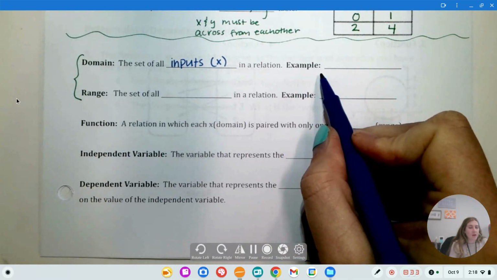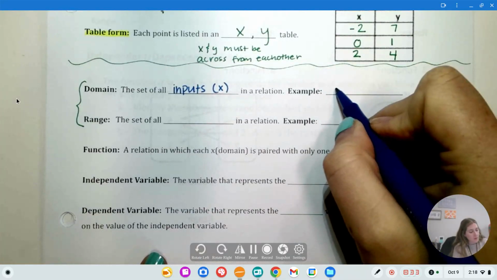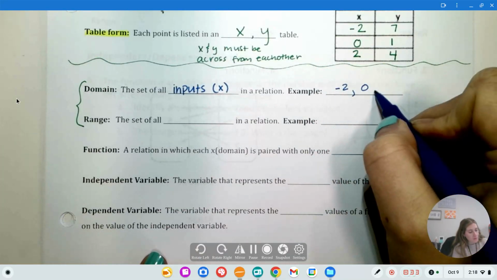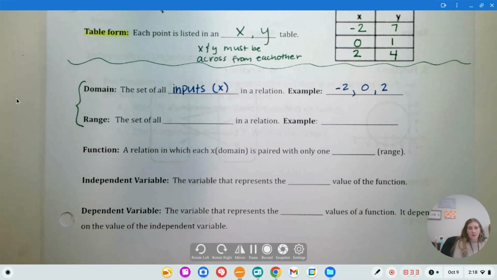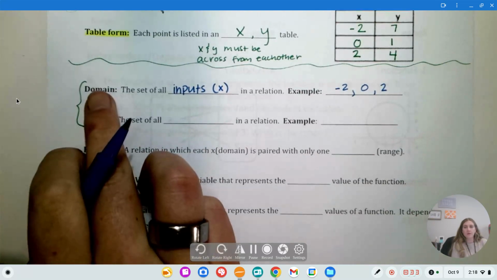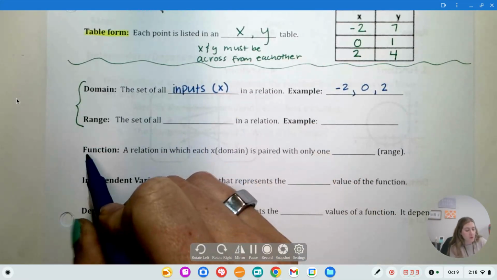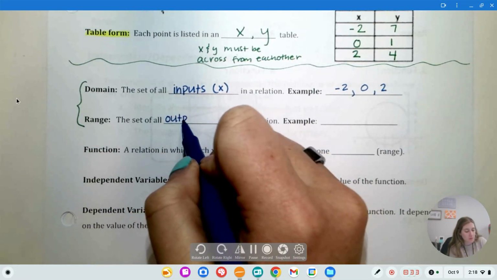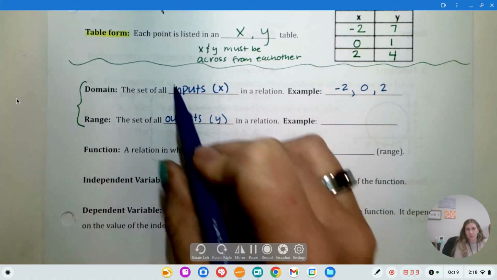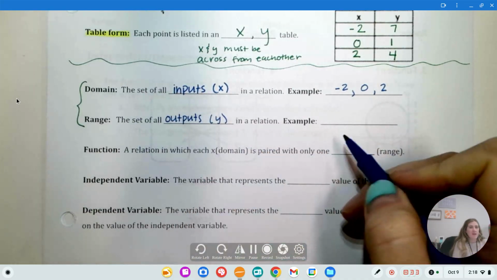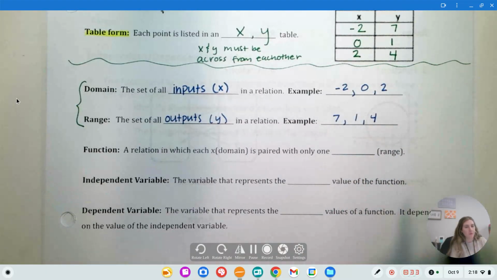So if I want an example and I want all of the x's from above, here are my x values. So the domain: negative 2, 0, and 2. I'm just listing the x's. If domain and range go together, domain is the inputs of x, range must be the outputs of the y values. So domain is x, range is y. And then same thing, I'm just going to list the y values. So the range here is 7, 1, and 4.